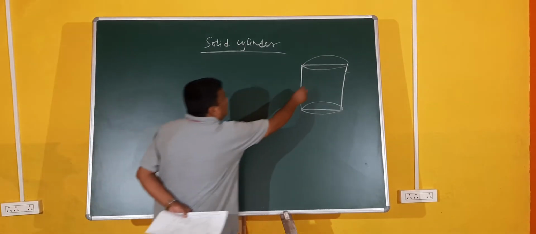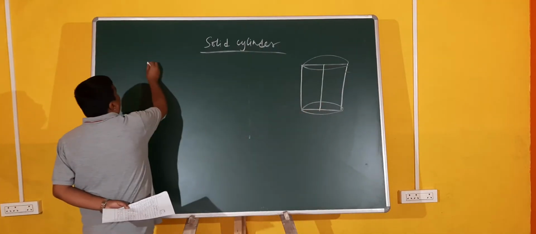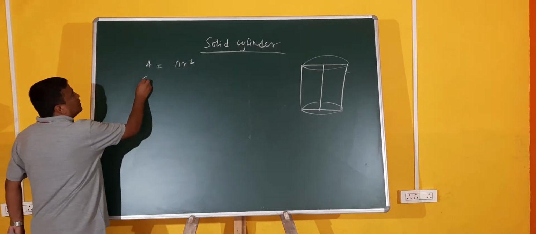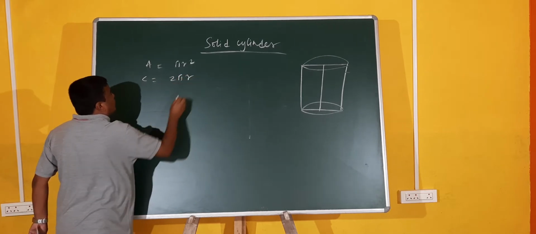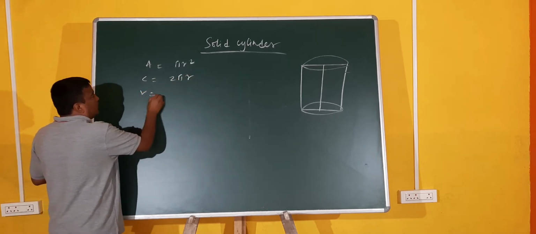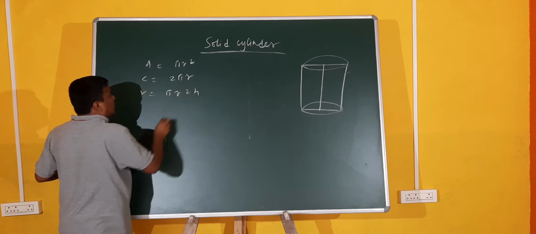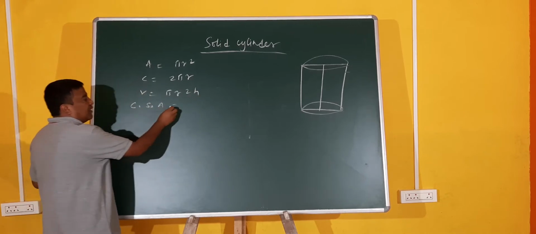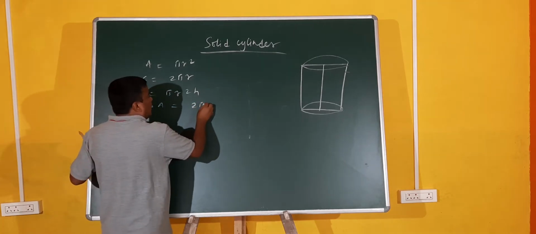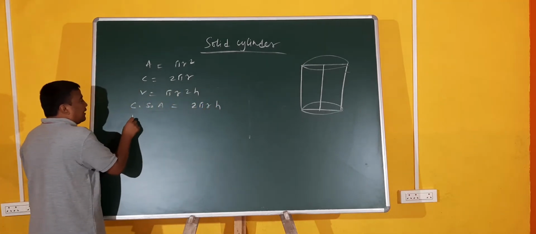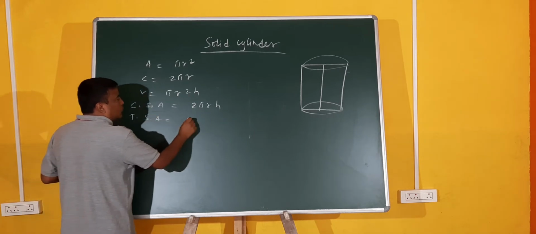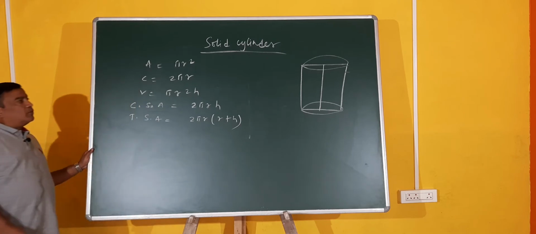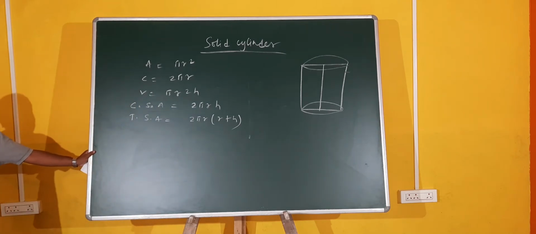Number one, cylinder. The formulas are: area equals pi r square, circumference equals 2 pi r, volume equals pi r square h, CSA, which means curved surface area, is 2 pi r h, and total surface area equals 2 pi r (r plus h). Now this is the formula for solid cylinder.